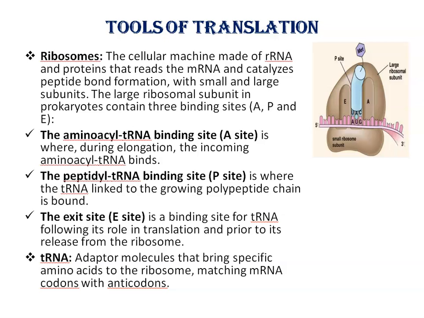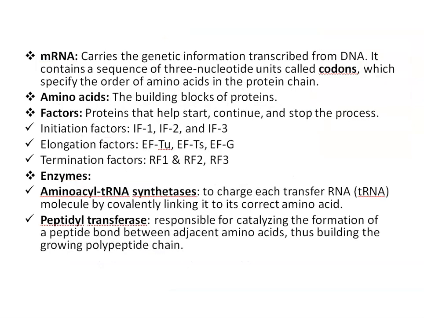The tRNA is an adapter molecule that brings a specific amino acid to the ribosome, matching the mRNA codon with its anticodon. Next is mRNA. mRNA acts as a carrier of the genetic information transcribed from DNA. It contains a sequence of three-nucleotide units called codons, which specify the order of amino acids in the protein chain. Then amino acids are the building blocks of protein.